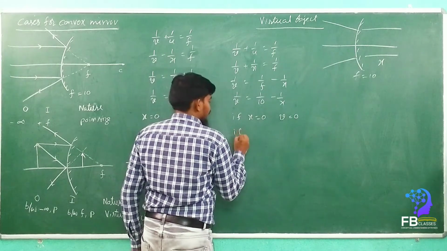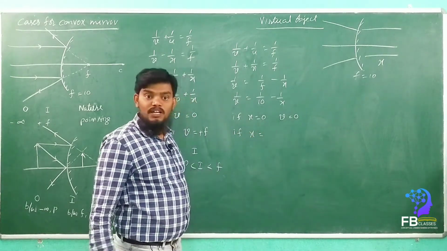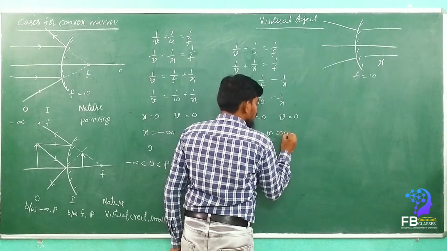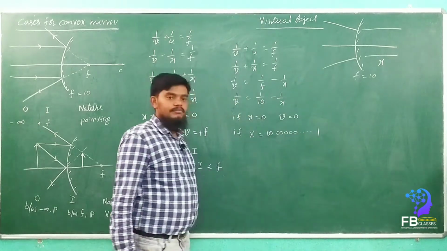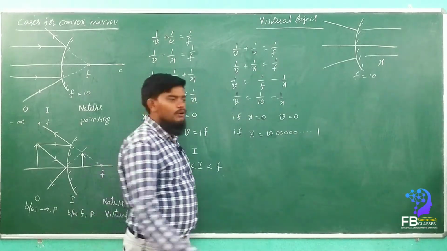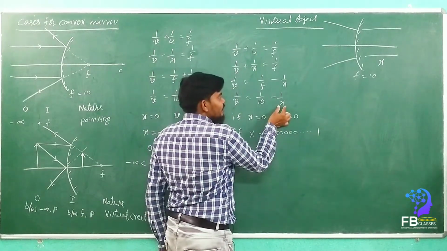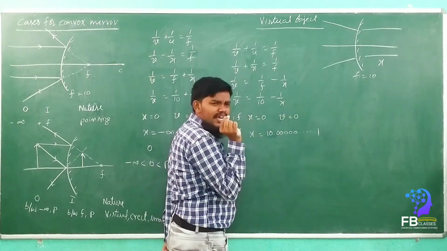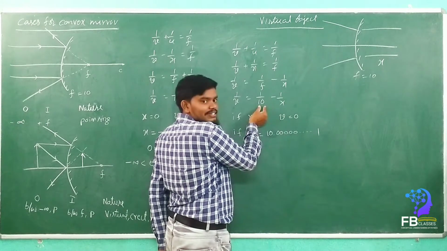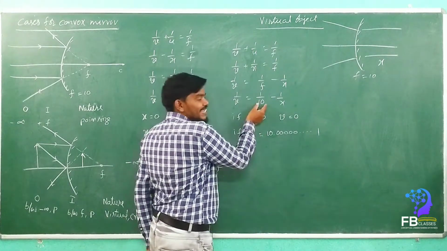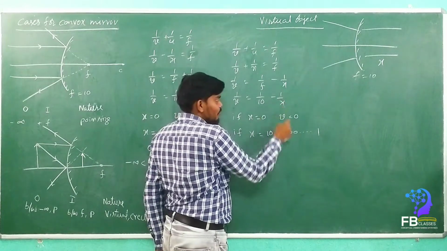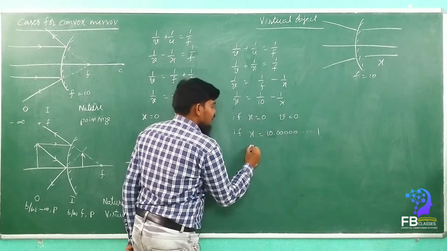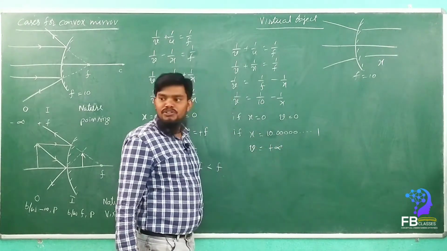Yes. So what will happen here if we consider X is equal to 10.0000000001? That means this value is lesser than the other value. Yes or no? 1 by 10.0000001 is just lesser than this. So 1 by 10 is greater than 1 by 10.00001, and this total value is lesser. So that means the V value will come as positive infinity. Yes or no? Yes, sir.